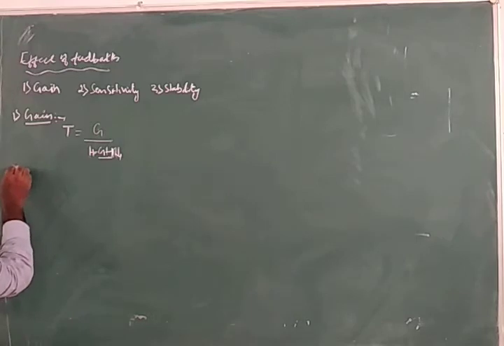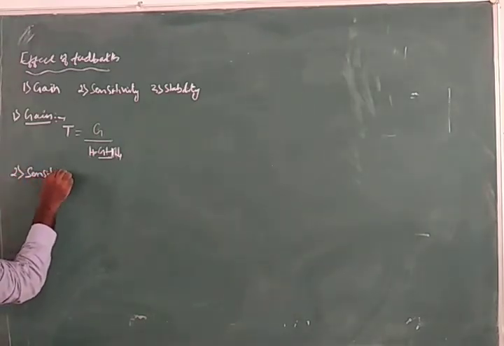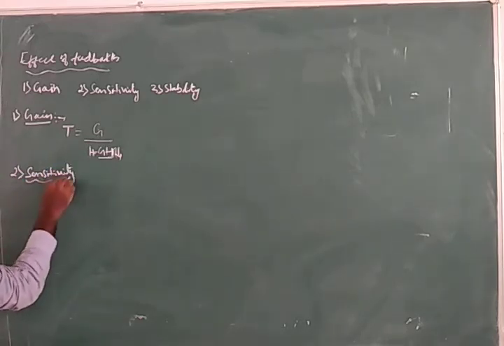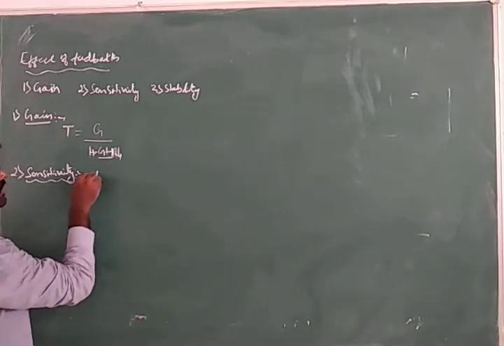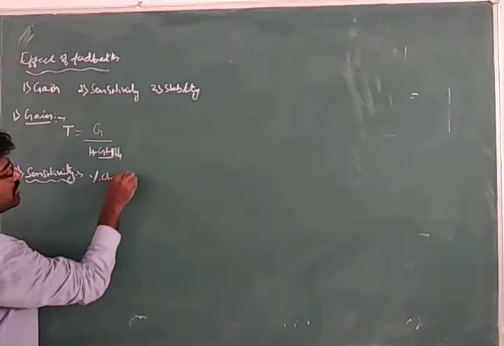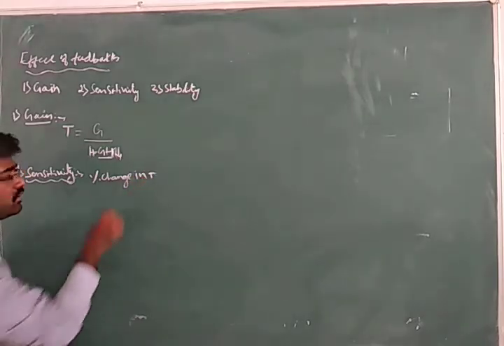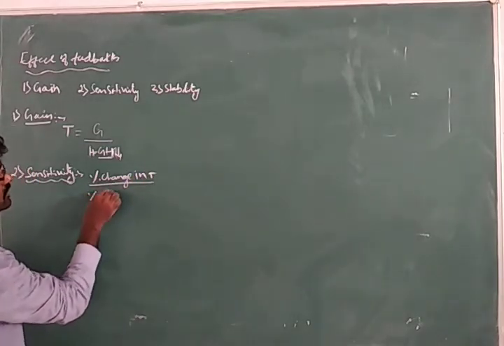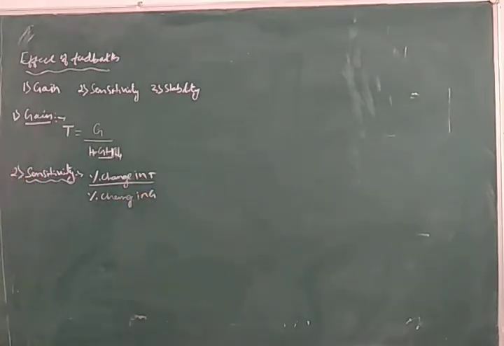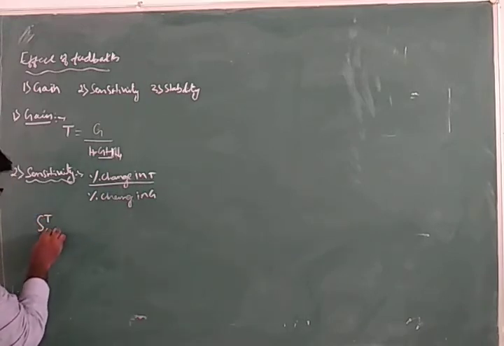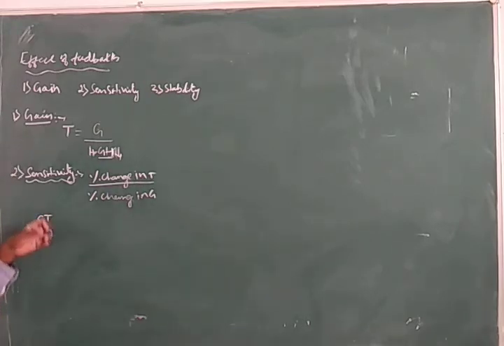In the same way, how does it affect the sensitivity? Sensitivity is defined as the percentage change in transfer function to the percentage change in gain. This is the definition of the sensitivity. It can also be written as S, T and G. This is the notation we use to define the sensitivity.